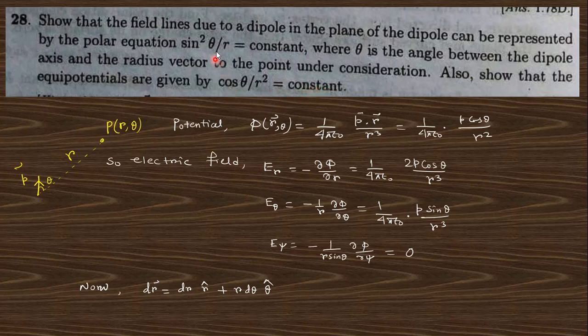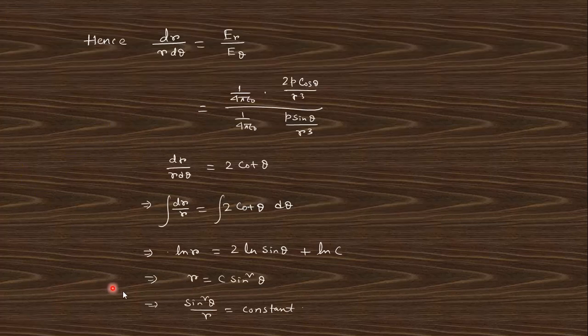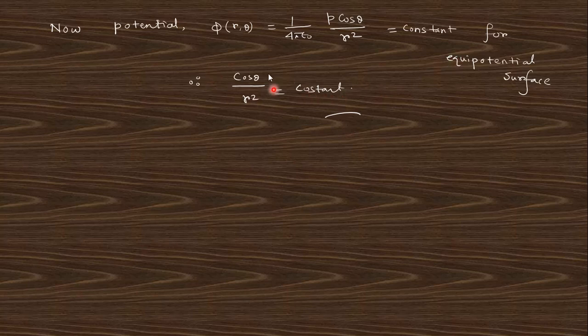In the case of the electric field represented by a dipole, sin square theta by r equals constant, whereas the equipotential surface is represented by cos theta by r square equal to constant.